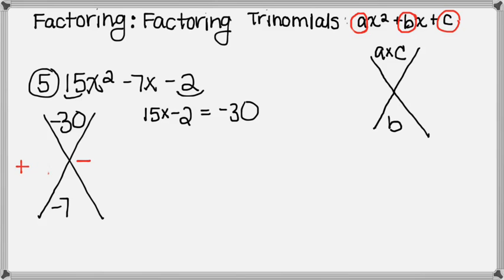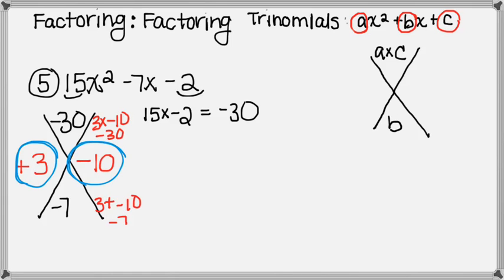Let me get rid of this. So now maybe I try, instead of a 2, if we try a 3, then this would have to be a 10. So if we check it, 3 times -10 is in fact -30, and 3 plus -10 is -7. So that's what's going to work out. And now we're going to go over to factoring by grouping.